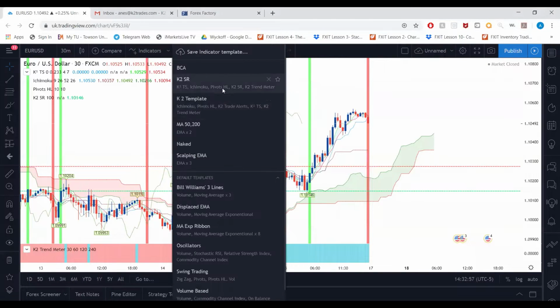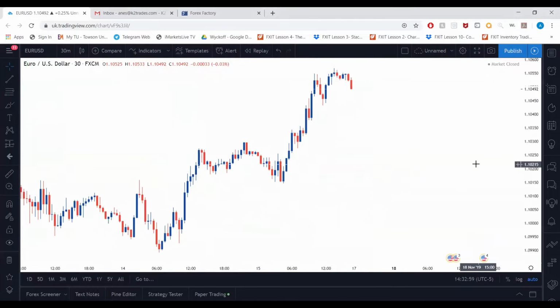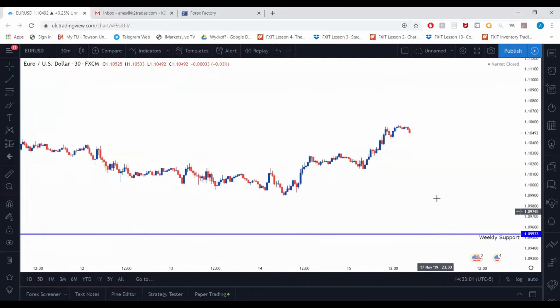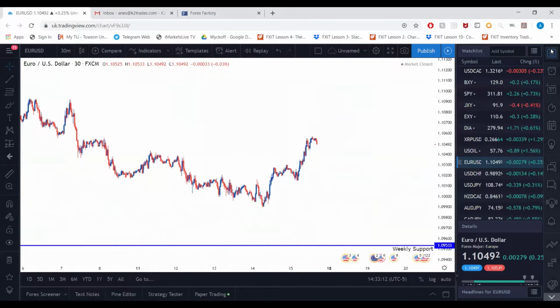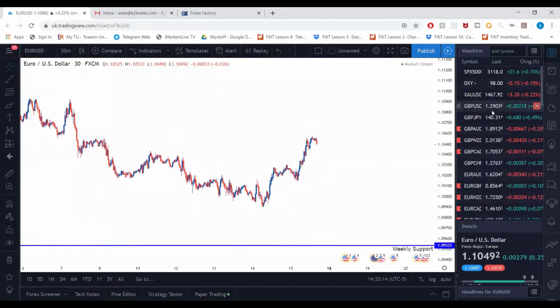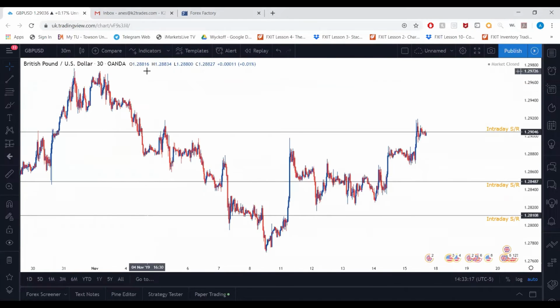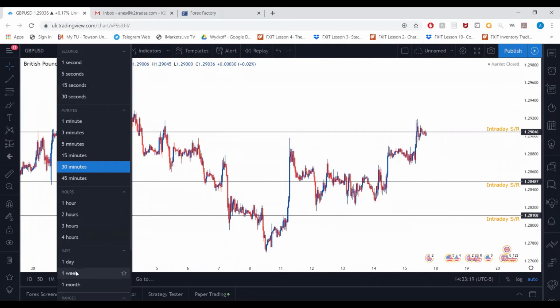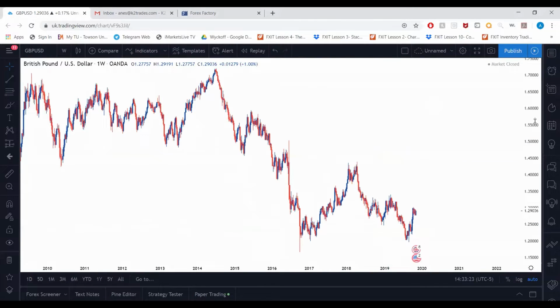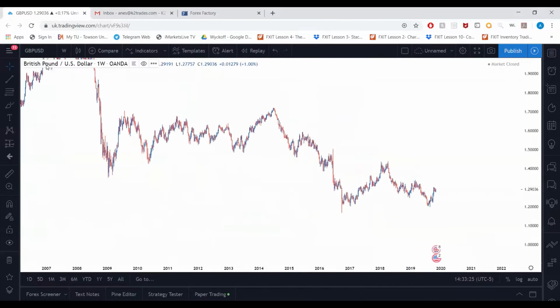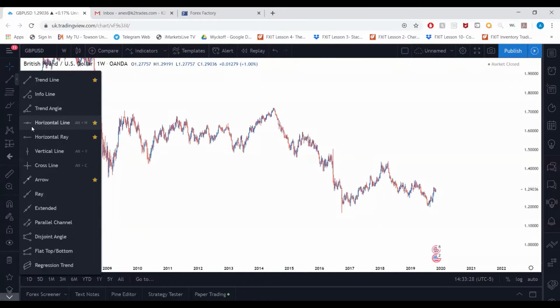So let me go back here. All right, so that is it on EU. Let's see. What was the next pair? So we have GU and GA. So GU right here. Let's see. I do have drawings here, so we're gonna remove all of that and put the fresh zones.